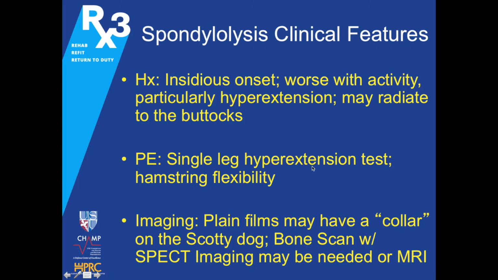There are not a lot of great physical exam maneuvers, but the single leg hyperextension test, which we'll describe in a little bit, is one of the findings you may find. And you may find some poor hamstring flexibility, but again, remember that the muscle tendon elements lag in their growth compared to bone, and so it may just be a manifestation of growth. And the important thing is to image when you're considering this. And we discussed the collar on the Scotty dog, and we'll show that a little bit more. And then really you're probably going to need to get some advanced imaging, and we'll talk about bone scan with a specific type of bone scan called a SPECT scan, single photon emission computerized tomography imaging, and or MRI.